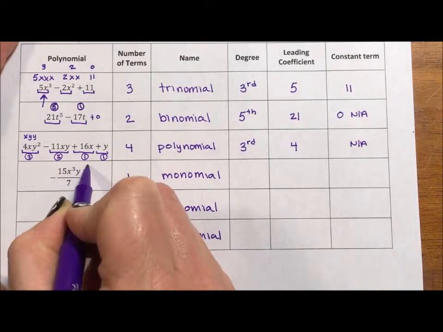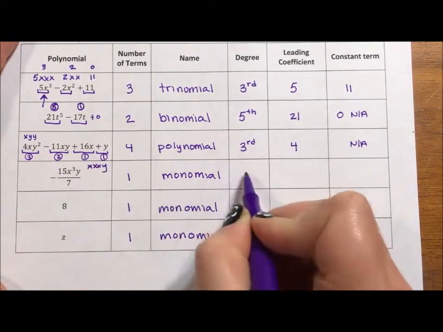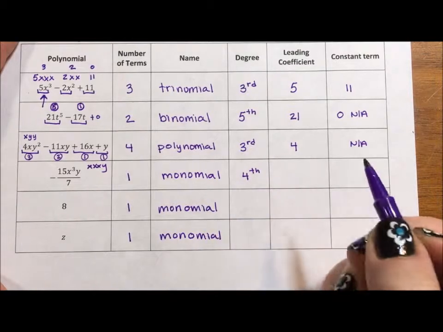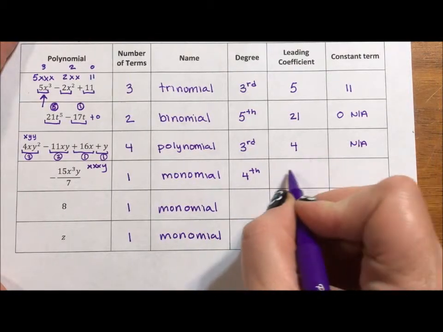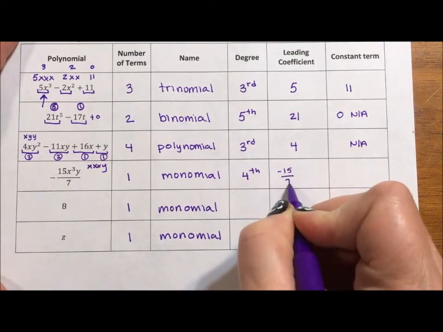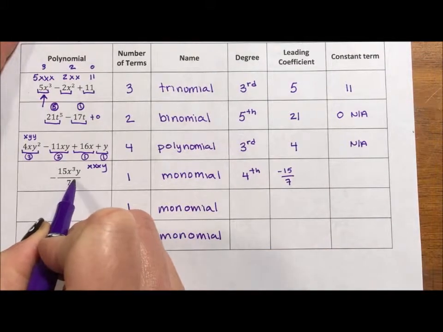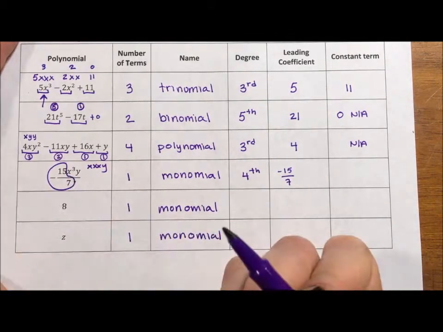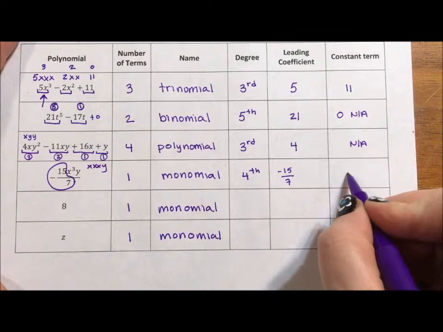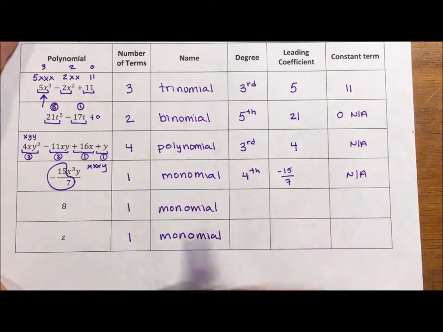Okay, monomial, degree. 1, 2, 3, 4. There are 3 x's and a y. That means this is a 4th degree polynomial. The leading coefficient is -15/7. The number part of this is all of that. And there is no constant term.